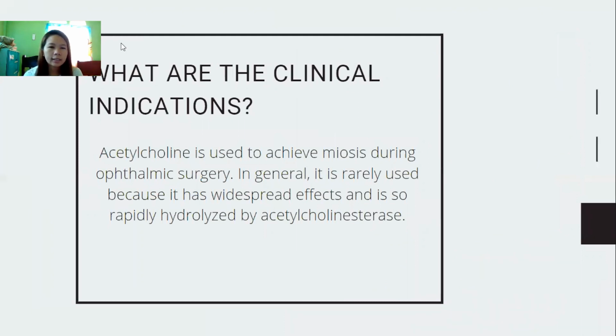So what are the clinical indications? Acetylcholine is used to achieve miosis during ophthalmic surgery. In general, it is rarely used because it has widespread effects and is so rapidly hydrolyzed by acetylcholinesterase.